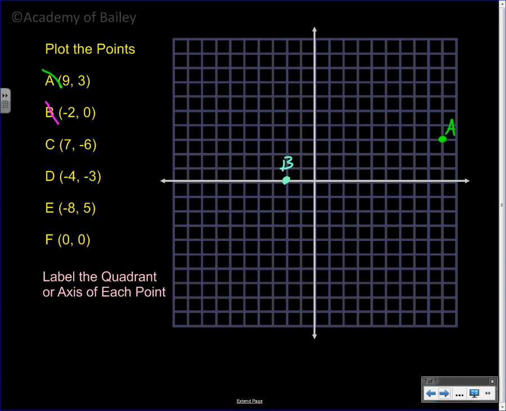Letter B is good. Letter C, you start at the origin, and you go to the right 7 on the x-axis. And then you're going to go -6, which means you go down 6. And it gets labeled letter C. Letter D, start at the origin. -4 on the x-axis, so 1, 2, 3, there's -4, and -3 on the y-axis, 1, 2, 3. That's letter D.